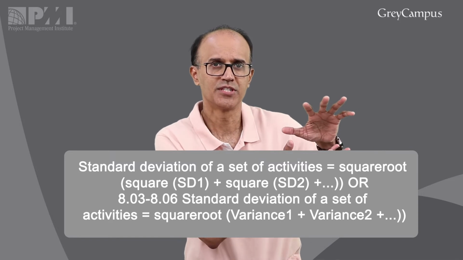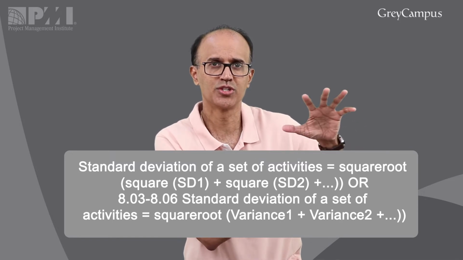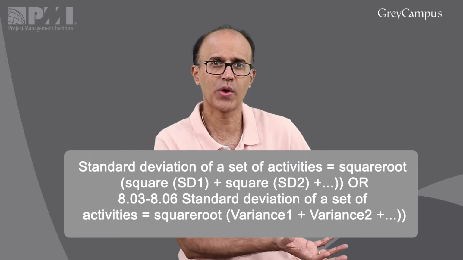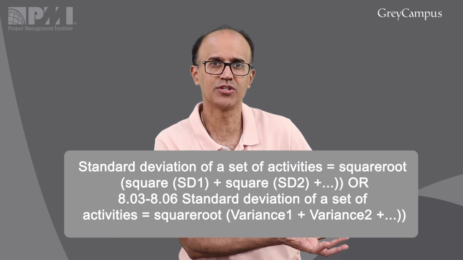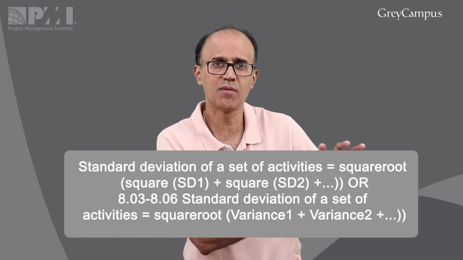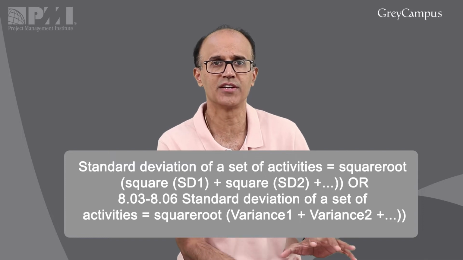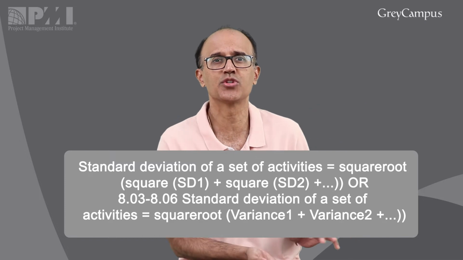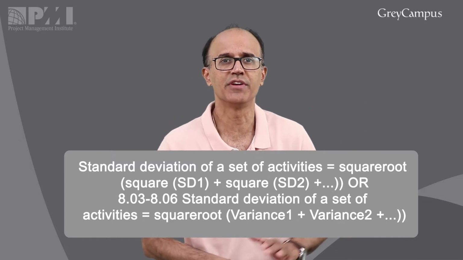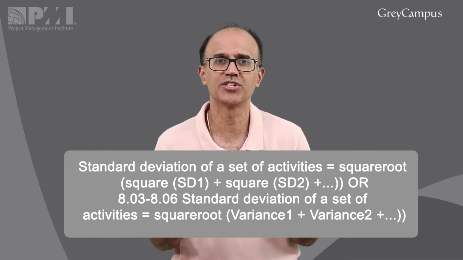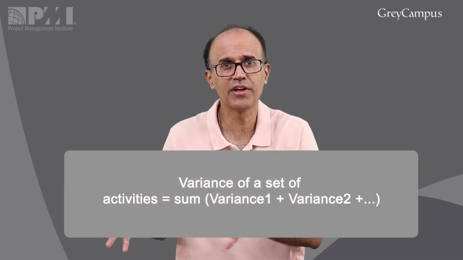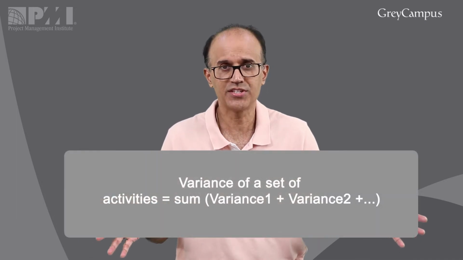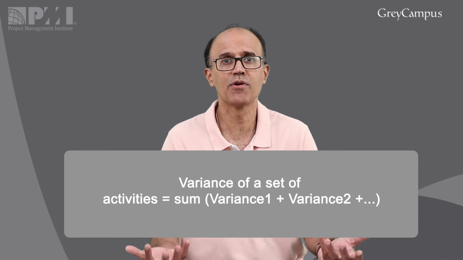You do the standard deviation of activity 1, square it, add it to the square of the standard deviation of activity 2, and so on. So you add the sum of the squares of all the standard deviations and take a square root of that. So it's essentially taking a square root of the sum of all the variances. That's the standard deviation for a set of activities. Similarly, variance for a set of activities is more complicated. You need to add all the variances of each activity and divide it by the number of activities.